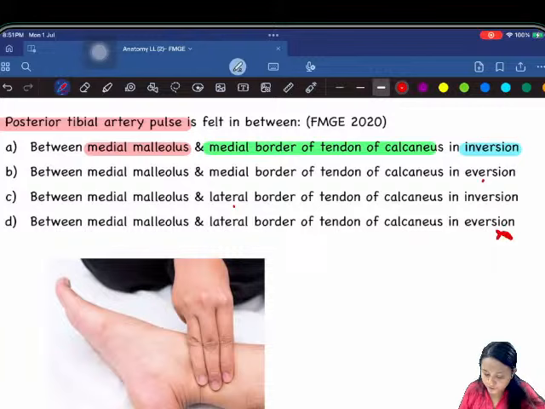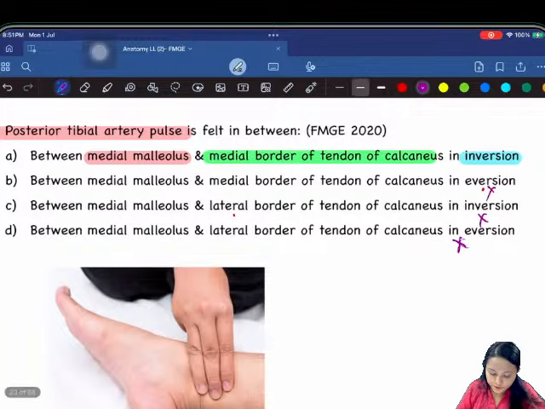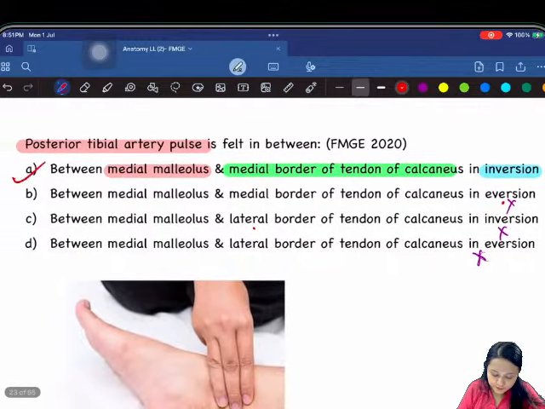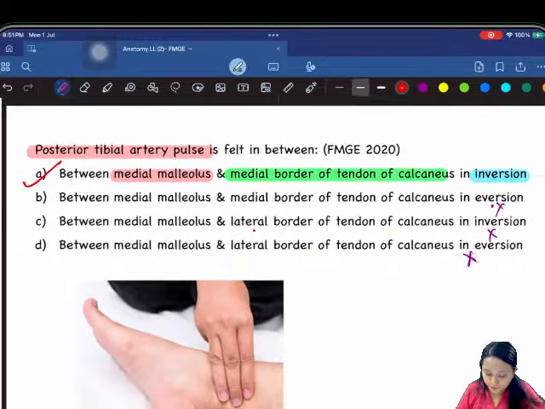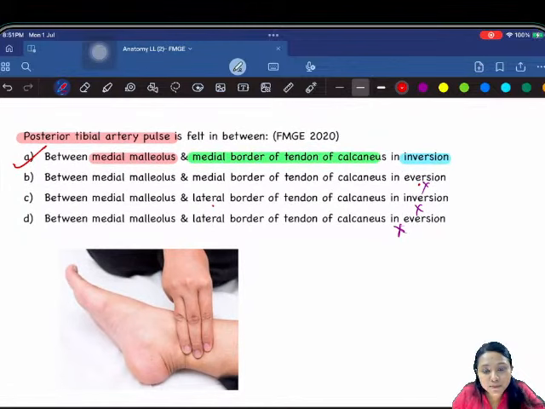So these are wrong, this is wrong, this is wrong, this is wrong. The correct answer here is A. Behind the medial malleolus, in front of the tendoachilles, at the medial border, and with inversion. So that is the correct answer.